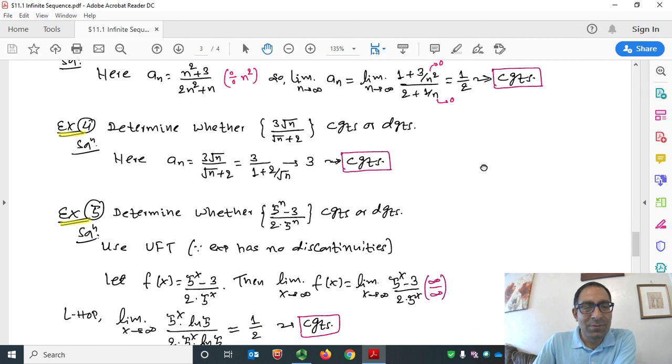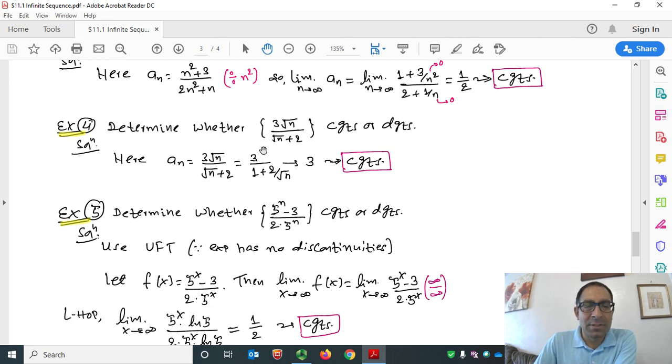Similarly, let's take example 4. Determine whether the sequence 3√n/(√n + 2) converges or diverges. Begin with the solution. Here's the nth term: a_n equals 3√n/(√n + 2). Then let's factor √n out from the denominator and cancel with the numerator. So we take √n outside in the denominator, so this gives me 1 + 2/√n, and we cancel the √n.